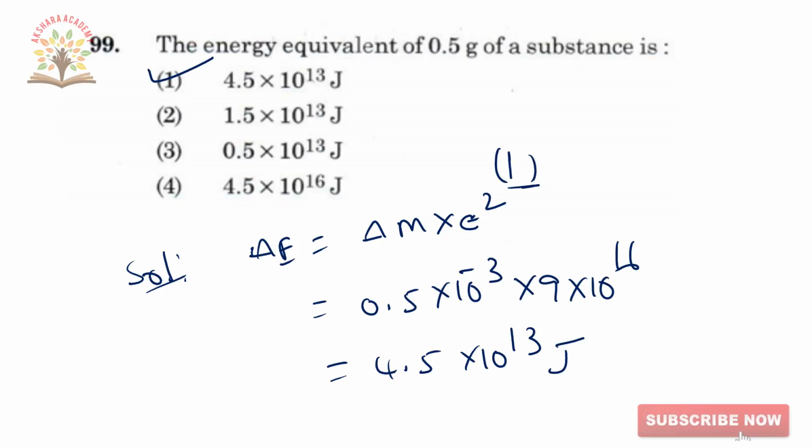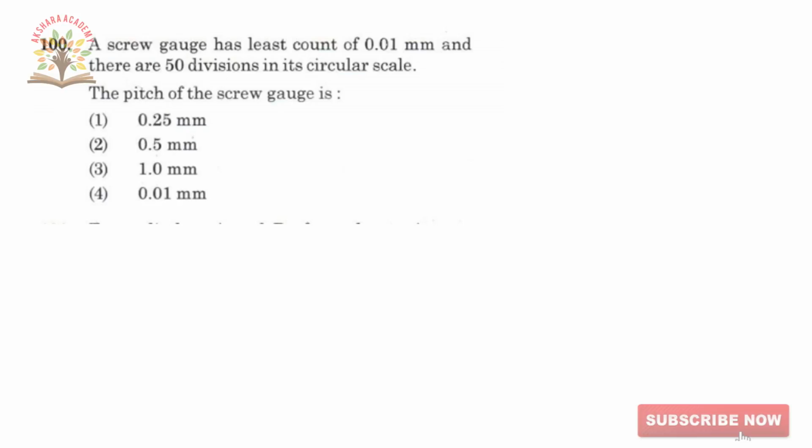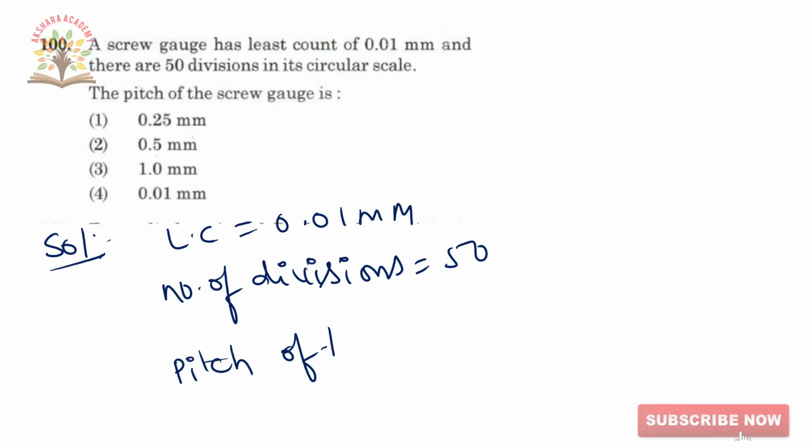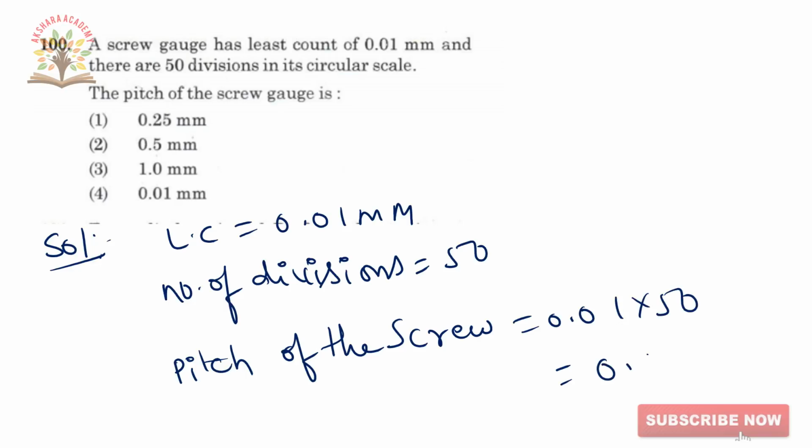Now we'll go to question number 100. Question number 100. A screw gauge. In this question, the given least count is equal to 0.01 millimeters, and the number of divisions is equal to 50. Least count, pitch of screw is equal to, I am directly writing the answer, pitch of the screw is equal to 0.01 into 50, that is equal to 0.5. So the second option is correct, 0.5 mm.